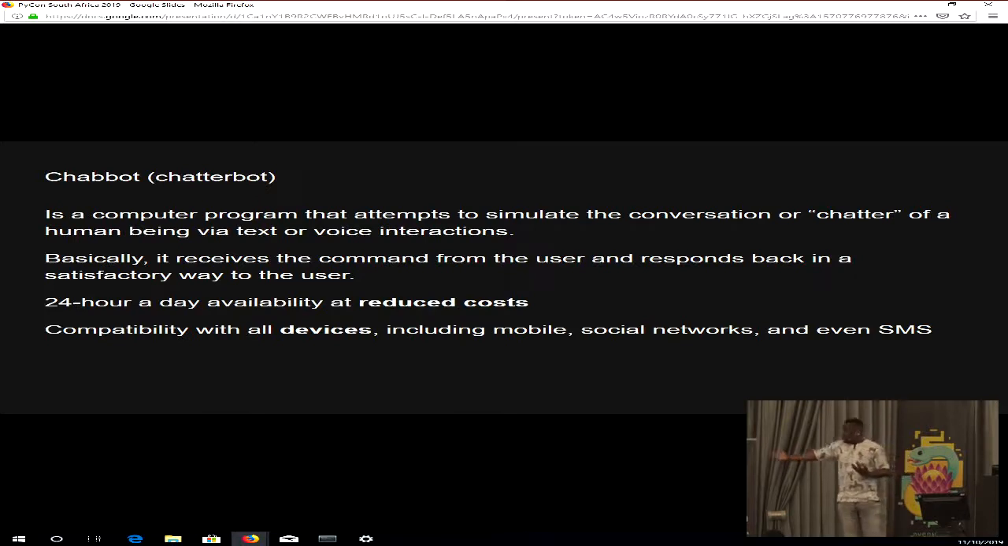So it's 24-hour availability at a reduced cost. This basically means it's available the whole day, 24 hours. If you have a business, you only work 8 hours during the day. After that, you close your business. But if you want to keep running your business throughout the day, what you need is just a chatbot. So this can keep your business going without spending a lot of money.